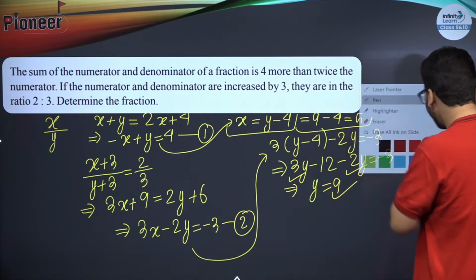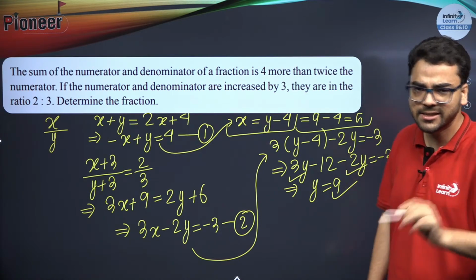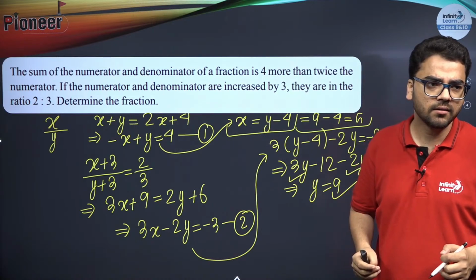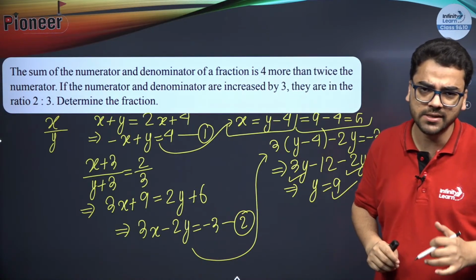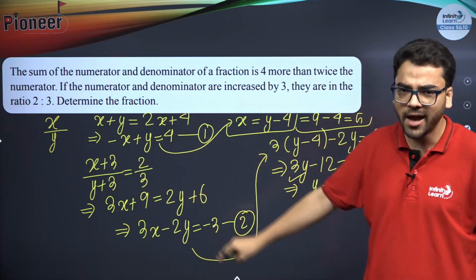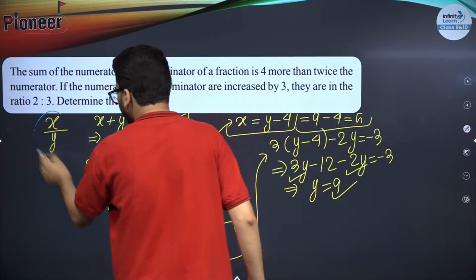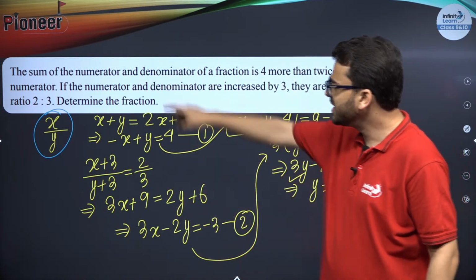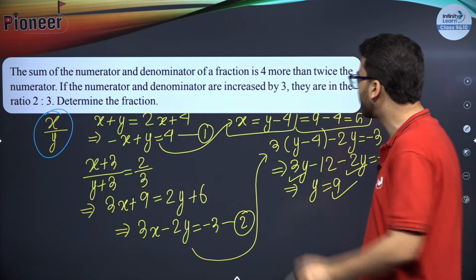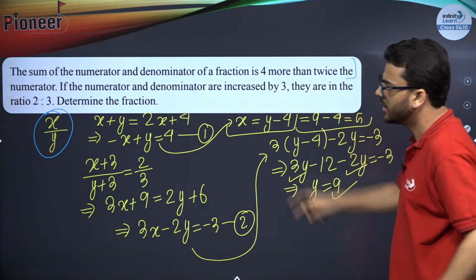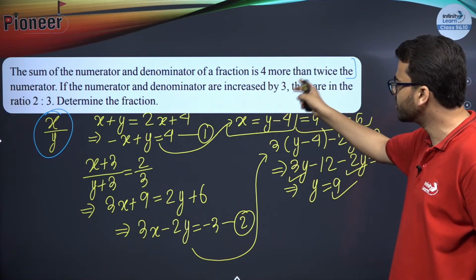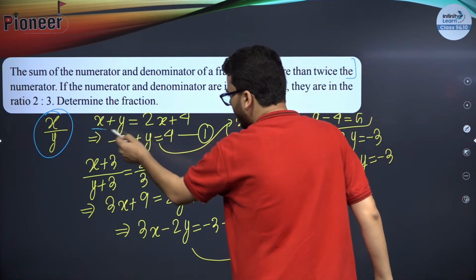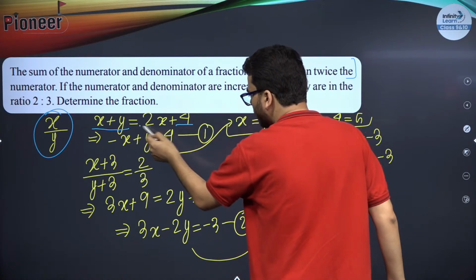So I'm repeating once again for students who are not able to understand. Just understand that we are being given a fraction. You can use any method. Okay, I'll repeat it once again, don't bother. Obviously a fraction is in the form of numerator by denominator, right? So x upon y we have assumed it to be. Now see the first statement: the sum of the numerator and denominator of a fraction is 4 more than twice the numerator.